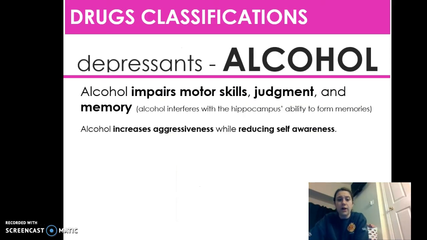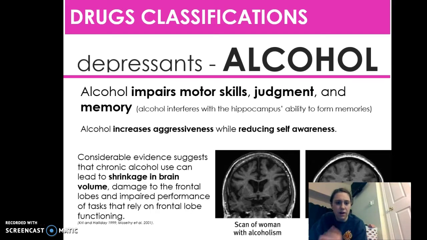Alcohol. All right, alcohol impairs motor skills and impairs judgment. It's going to impact that frontal lobe. It's going to impact that hippocampus. You would remember if you saw a hippo on campus. It interferes with your ability to form new memories. It also increases aggressiveness and decreases self-awareness. So this is why people feel like they're more confident and have less social inhibitions with alcohol.